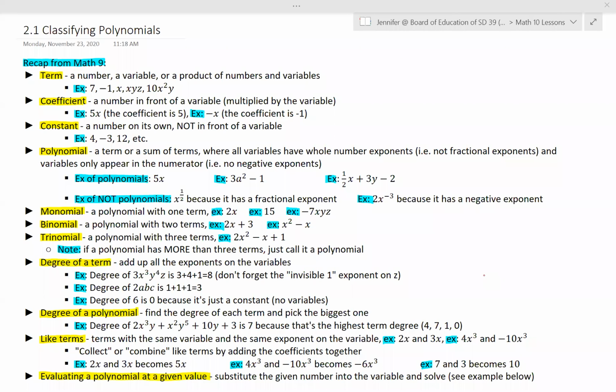This is lesson 2.1, Classifying Polynomials. Everything we learn in this section, you have learned in Math 9, so I'm going to go pretty quickly, but if you need extra help or clarification, please let me know.